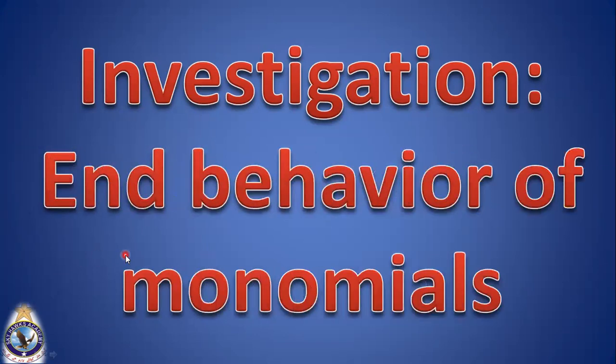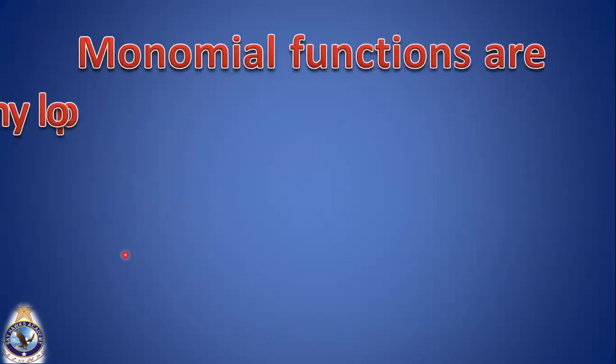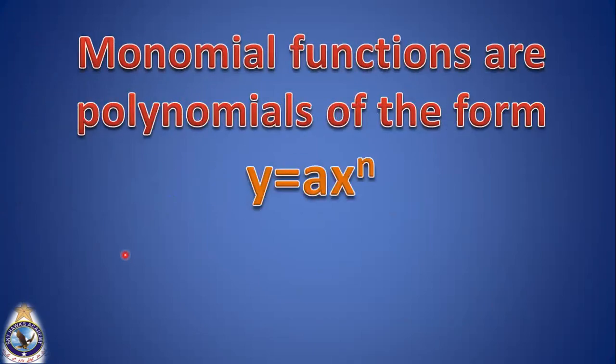End behavior of the monomials. So these are all types of equations. All right, please read this one. Monomial functions are polynomials of the form y is equal to ax to the power of n. So these types of equations will be given. Those are the polynomials, and for these types of equations, we will have to find their graph or their end behavior.